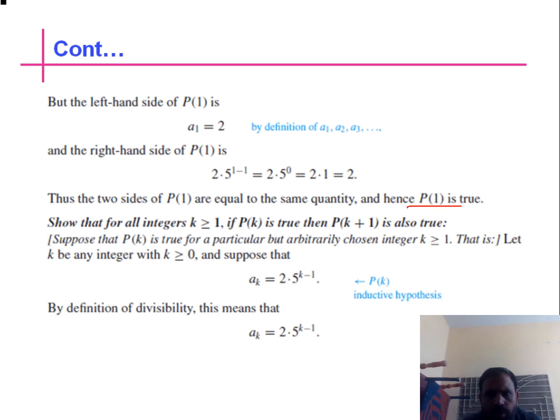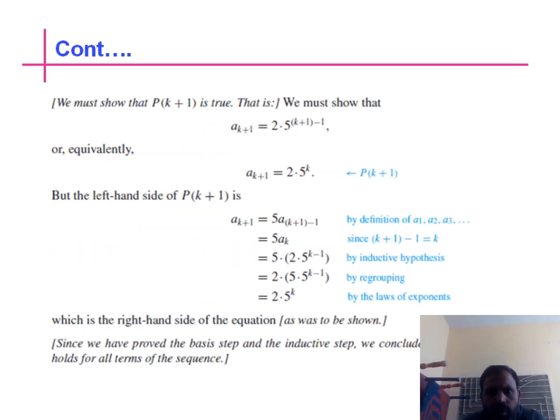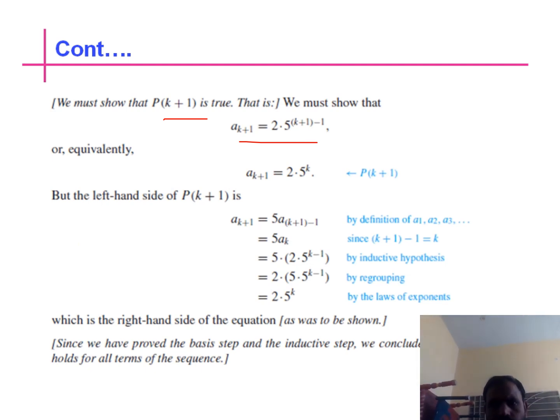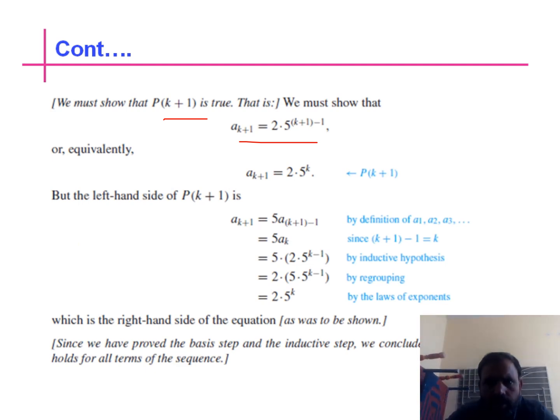Now we show that for all integers k greater than or equal to 1, if P of k is true, then P of k plus 1 is true. We repeat the process: assume P of k, so ak is equal to 2 times 5 raised to the power k minus 1. We must show that P of k plus 1 is true, that is, ak plus 1 is equal to 2 times 5 raised to the power k.